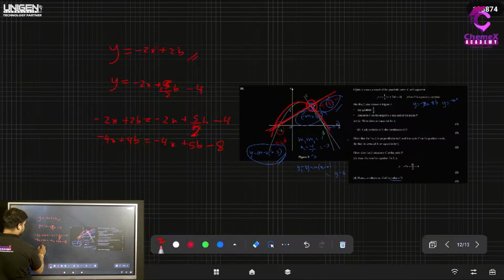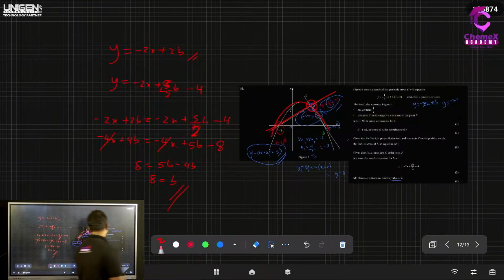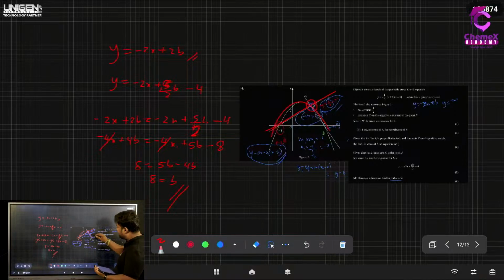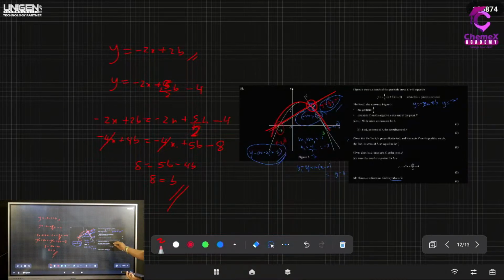I'll take this to this side, and they cancel off actually. So then 8 equals 5b minus 4b. So b is equal to 8. That's it. What I did is I equated the two equations, L1 and what we found before, L2 with minus 1 over 2 gradient. So we equated them and solved it.